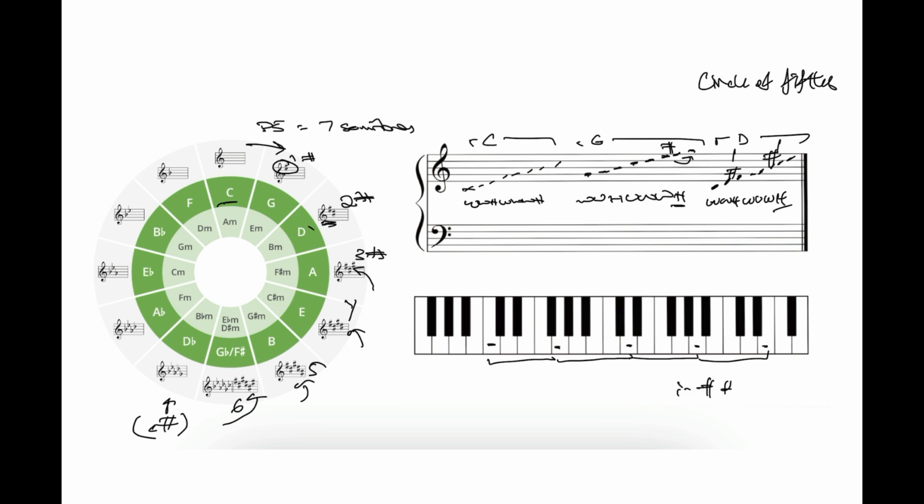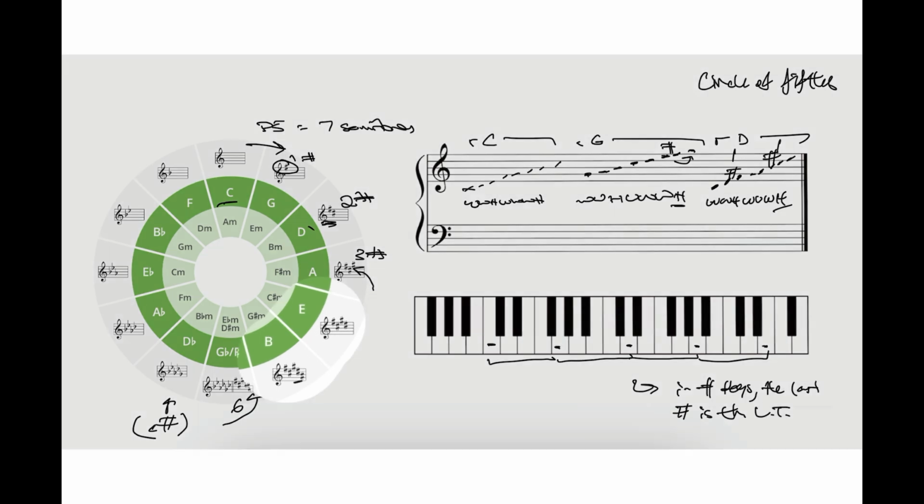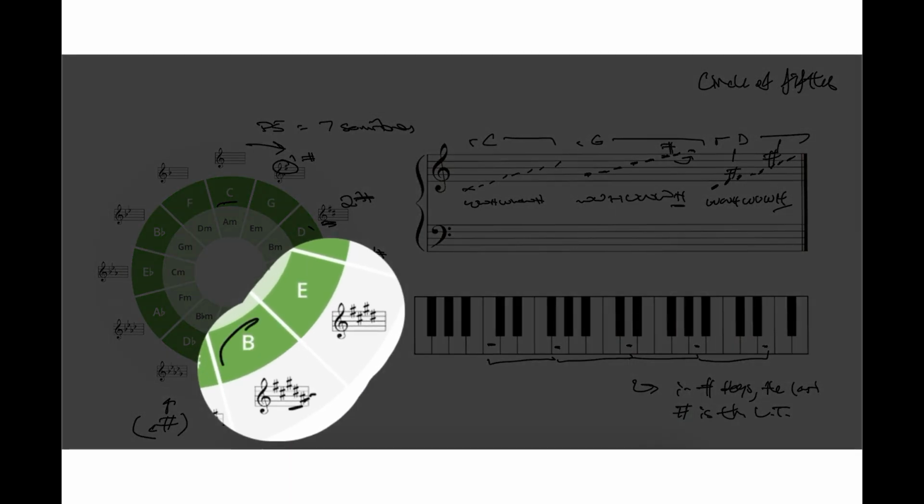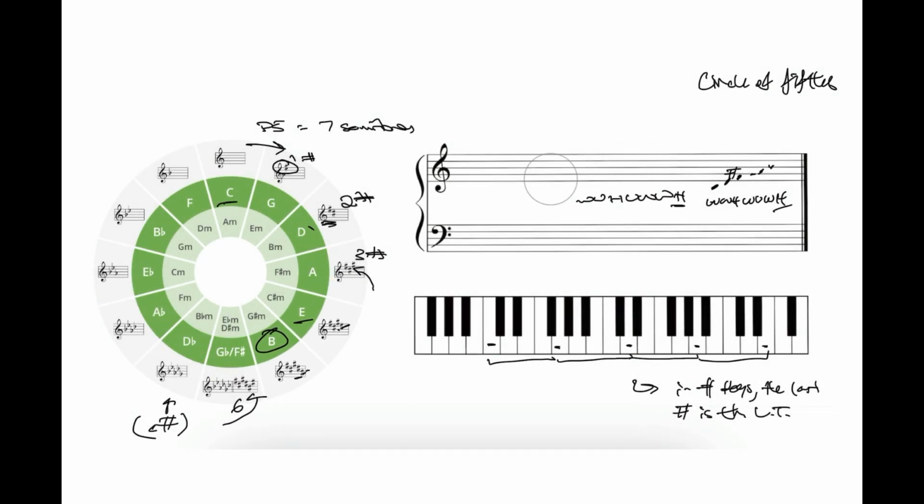You might have surmised here that in major keys, the last sharp in the key signature is our leading tone. If the last sharp in the key signature is A sharp, the key is B major. If it's D sharp, it's E major. You just need to remember that we add sharps starting with F sharp, and then we just build them by counting up perfect fifths. The perfect fifth is those 7 semitones on the piano.